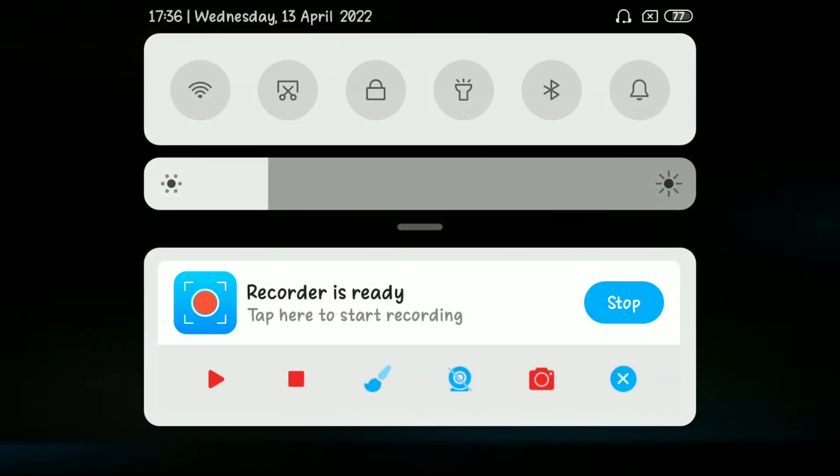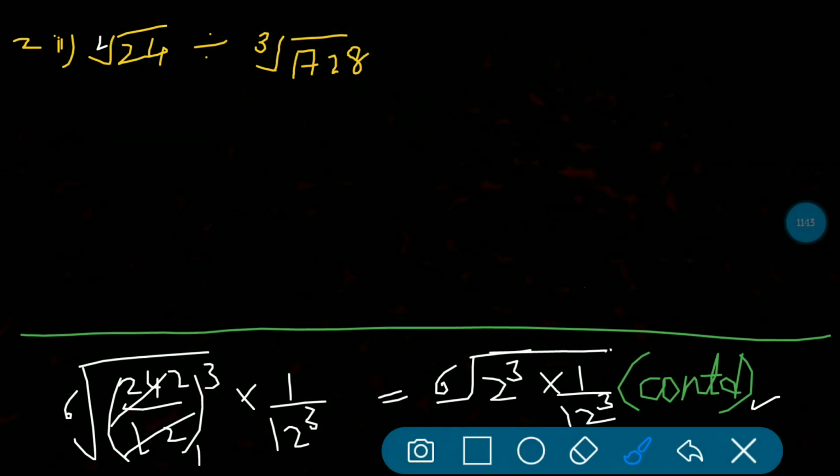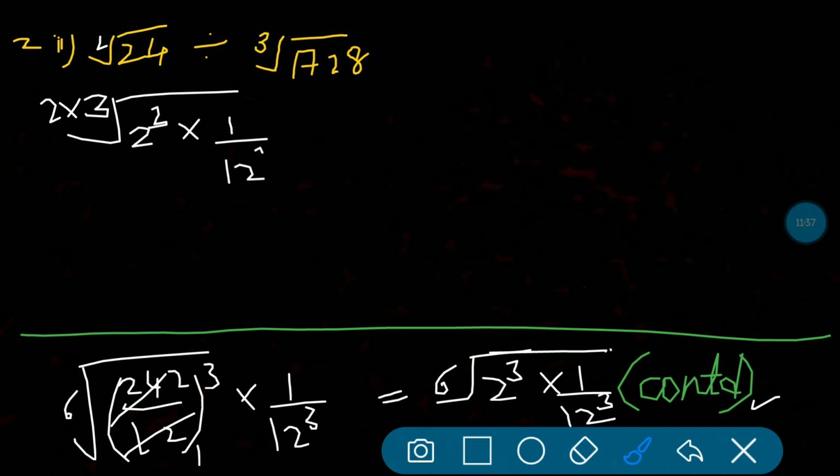Now I will erase and write again. Now here we stopped, right? 6th root of 2 cube multiplied by 1 by 12 cube. Now here you can see the powers, right? It's cube and cube and cube. Now we are going to simplify the power here, like the root. Now 6 can be written as 2 into 3, right? Now 2 into 3 to the root of 2 cube multiplied by 1 by 12 cube.